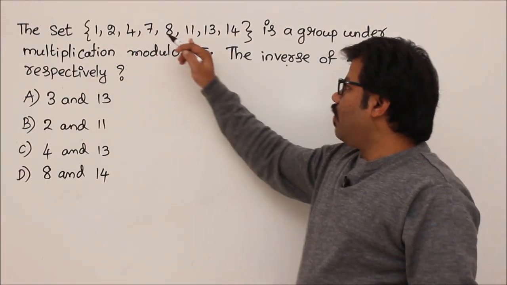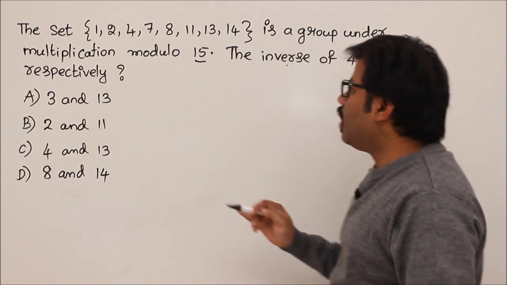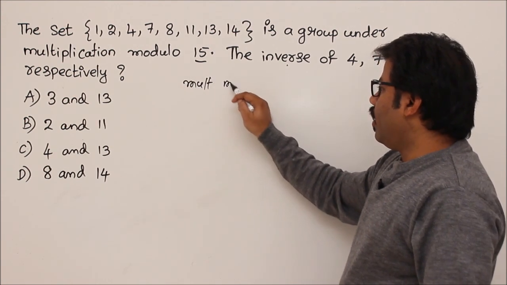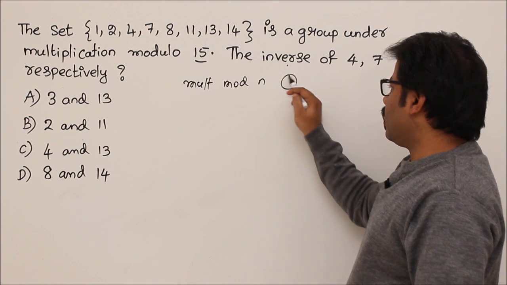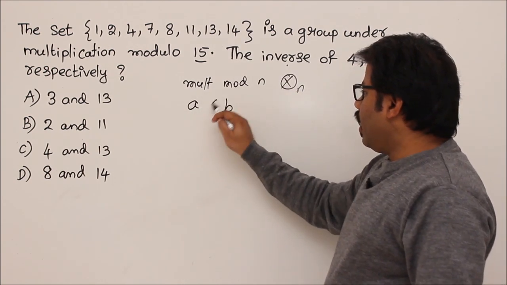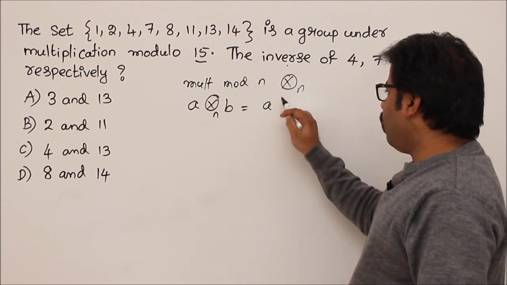The set 1, 2, 4, 7, 8, 11, 13, 14 is a group under multiplication modulo 15. Sir, what is multiplication modulo 15? I'll explain. Multiplication mod n, we generally write like this. When you have two numbers a, b, a star b multiplication modulo n is defined as a times b mod n.